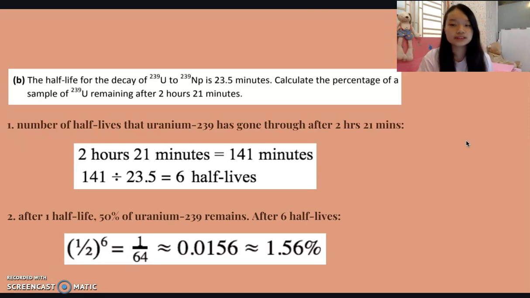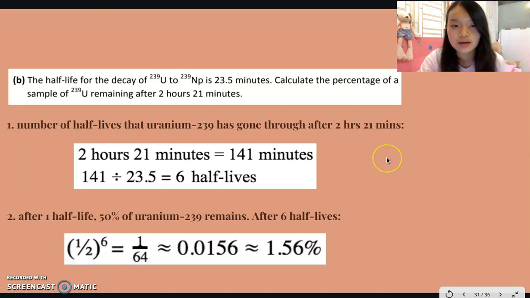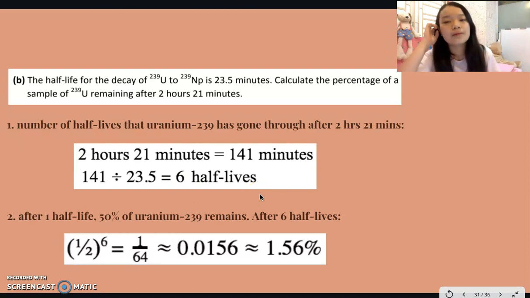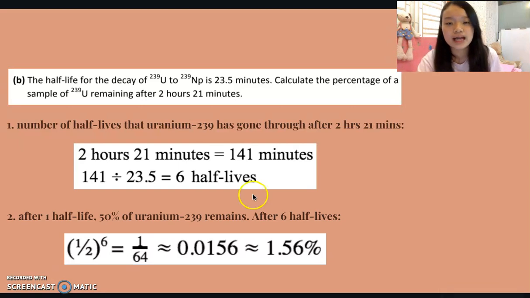Therefore, first we'll calculate the number of half-lives that uranium-239 has gone through after 2 hours and 21 minutes. First, I'll convert 2 hours and 21 minutes into 141 minutes. To calculate the half-lives, I get 141 divided by 23.5 minutes to get a total of 6 half-lives. So after 2 hours and 21 minutes, uranium-239 has undergone 6 half-lives.